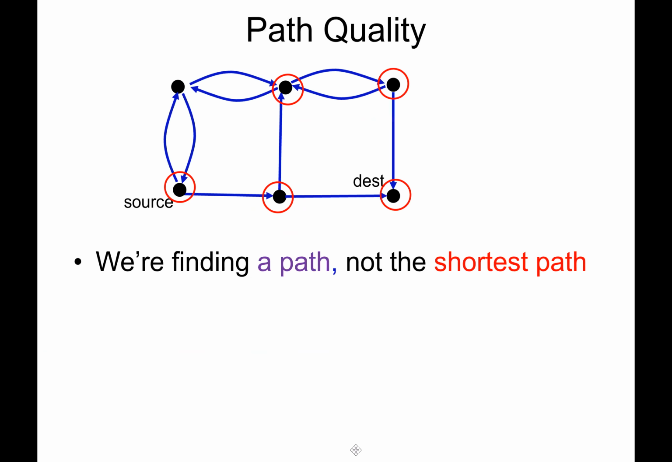Okay, so what is the basic problem? This is not going to be good. If we depth first search, we'll find a path, but those didn't look very good, right? So we're finding a path, but it's not the shortest path. Our algorithm's not very smart. It's basically randomly wandering around.